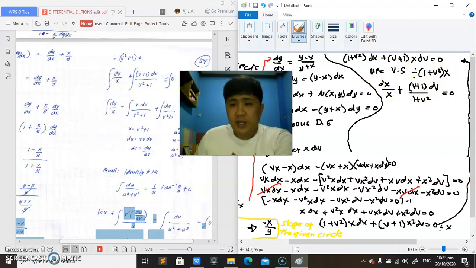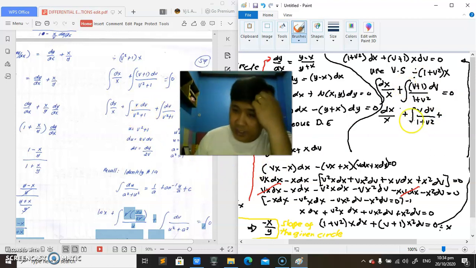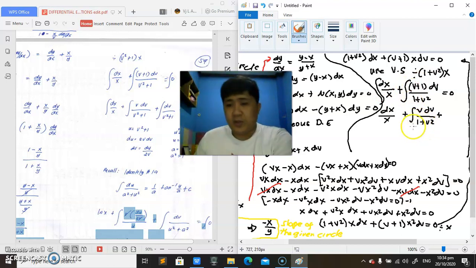From here, we clearly look at the given, and they are clearly separated. We can now do integration. We could integrate directly. You have an identity like this, or we could extract this one. So plus the integral of v dv over 1 plus v squared plus the integral of dv over 1 plus v squared equals 0. These two are the same because of the same denominator. When you add v plus 1 here, that is v plus 1.